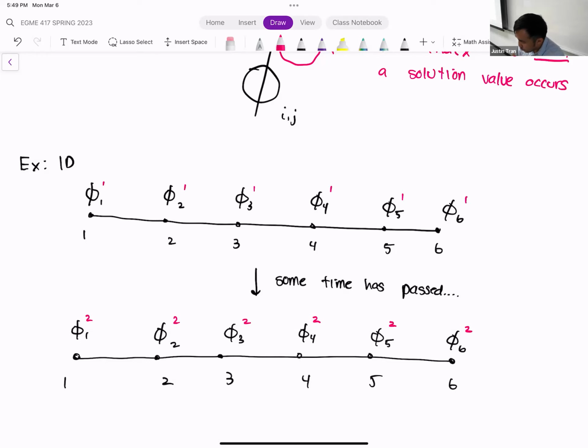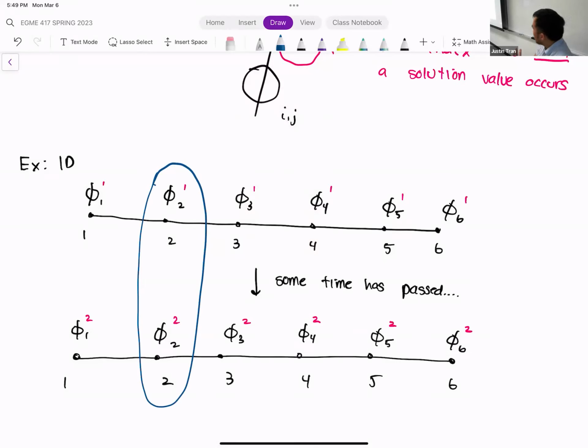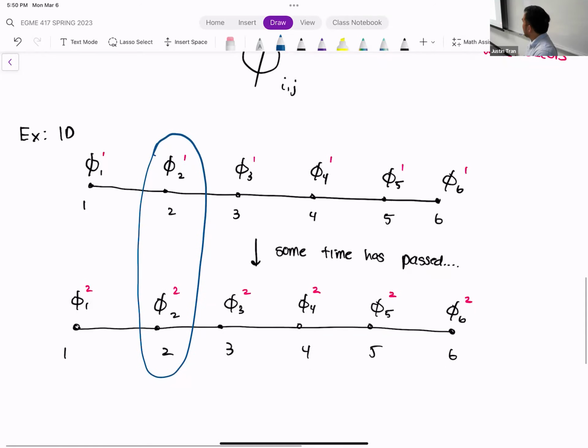So let's just focus on one of these nodes. Let's look at phi2. Just imagine for a second you're standing at the location of node 2. You're not moving, but time is passing. As you stand there, you can notice that the value of phi is going to evolve, because it's an unsteady problem. That's basically what it means to change with time, and the way that we denote that is through that superscript. It's a lot of indices to remember, I know, but just know that the superscript is making changes in time, and the subscript is denoting spatial location.